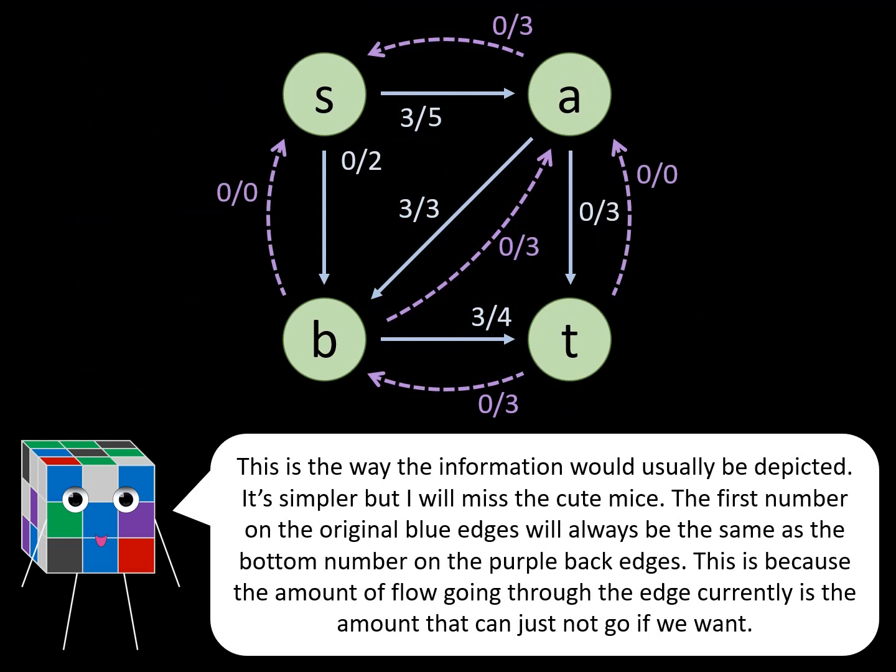This is the way the information would usually be depicted. It's simpler, but I will miss the cute mice. The first number on the original blue edges will always be the same as the bottom number on the purple back edges. This is because the amount of flow going through the edge currently is the amount that can just not go if we want.